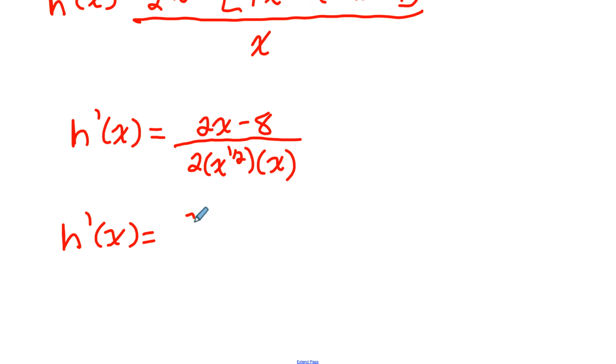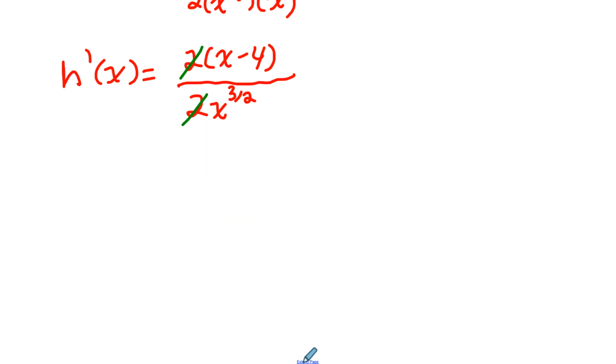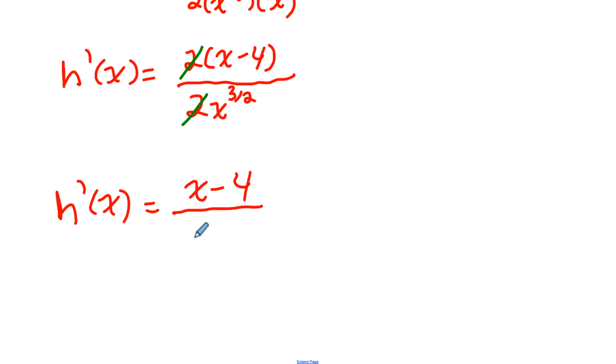Numerator, I'm also going to write in factored form. Divide 2 out from both of the terms, and you'll see why I did that in a second. 2, and then add the exponents, a half plus 1. So 1 over 2 plus 2 over 2 is 3 over 2. So I have x to the 3 over 2. See why I common factored out the 2? 2 divided by 2 is 1. Those cancel. And my final answer for h prime of x is equal to x minus 4 over x to the 3 over 2. There's my final answer for the derivative.